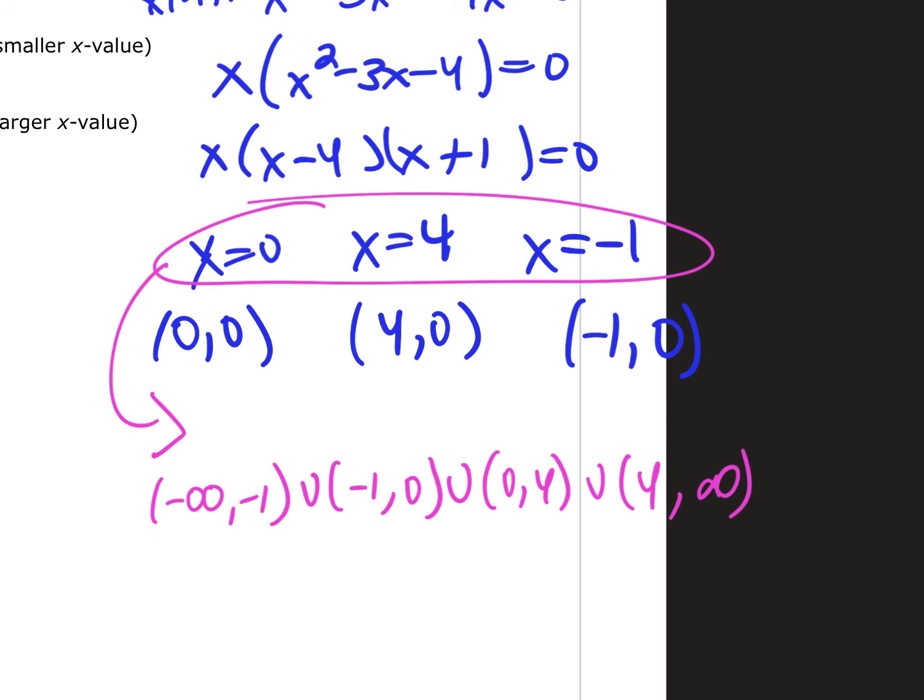What if I had 10 vertical asymptotes? Then you would just have 10 little intervals to go from left to right. Don't freak out if you have to write that. It's okay. Just go from one number to the next, then union, one number to the next.